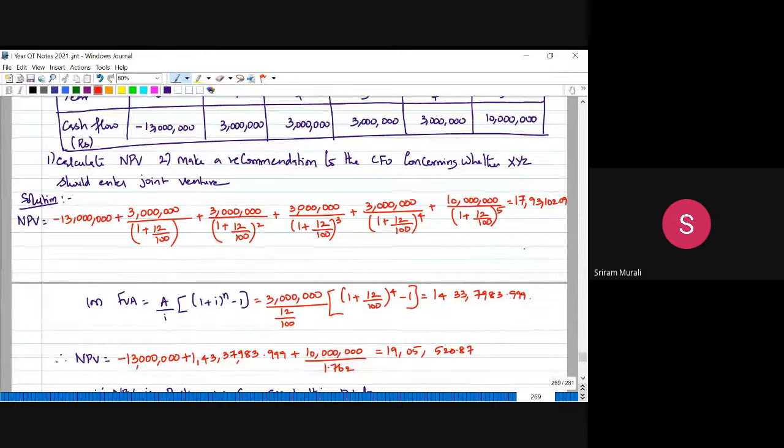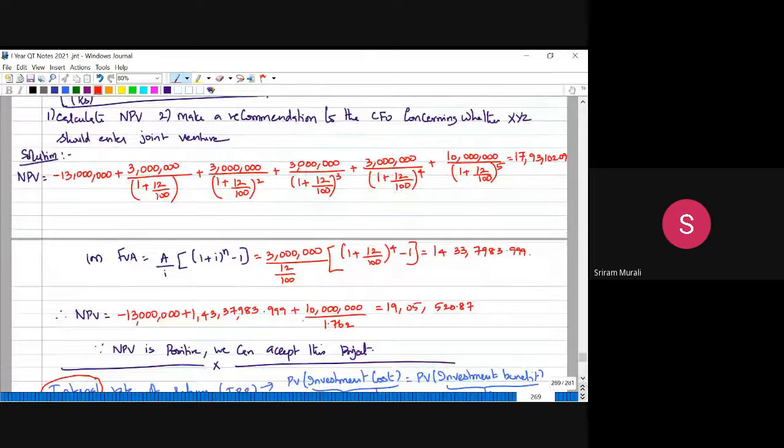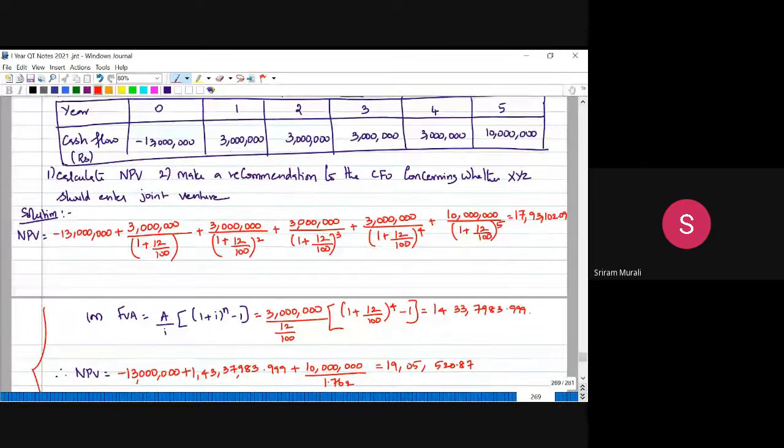So both your NPVs are positive, so we can accept the project. One way of doing is this. This is another way of doing using future value annuity. Have you understood? I computed the future value annuity for uniform cash flow, that is equal cash flow used for the first to fourth year.